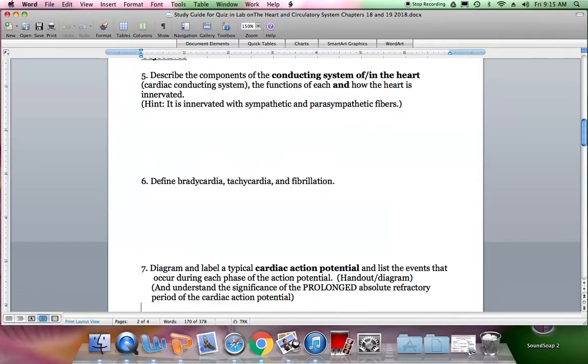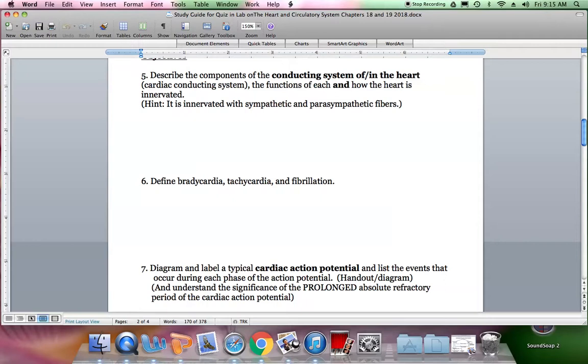There's a handout or a diagram right in your module. I have put into the module for this unit a diagram that actually shows you the cardiac action potential tracing.